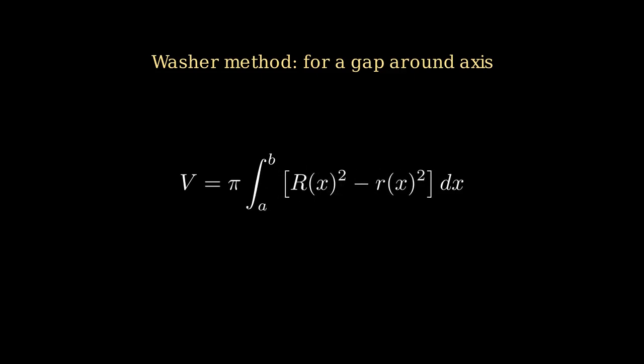Next, the washer method, used when there's a gap around the axis. Volume equals pi times the integral from a to b of [R(x) squared minus r(x) squared] dx, where R is the outer radius and r is the inner radius.